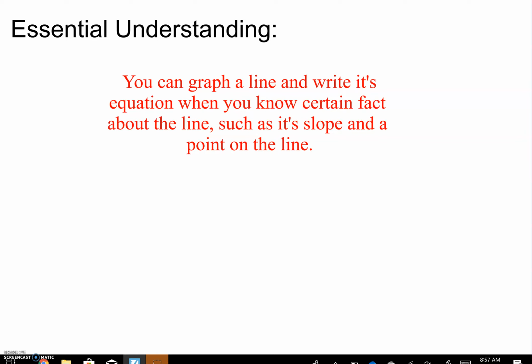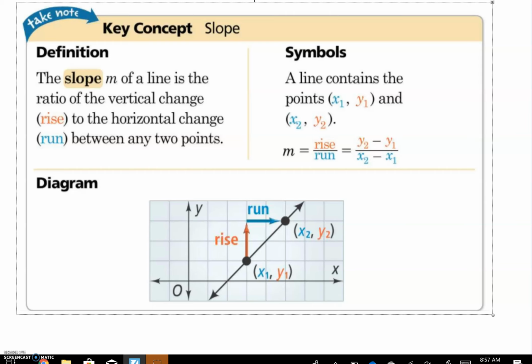Our essential understanding is you can graph a line and write its equation when you know certain facts about the line, such as its slope and a point on the line. So this is all stuff that you should have learned in Algebra 1. For the majority of you, this will be a good review.